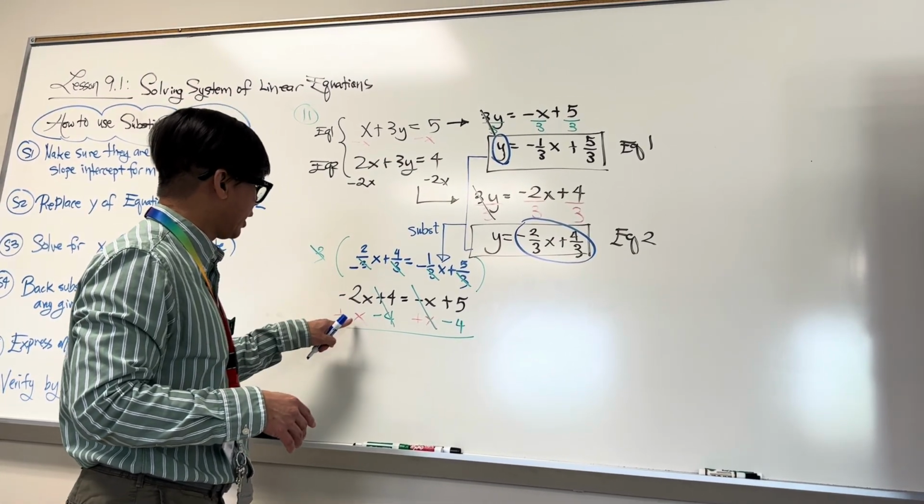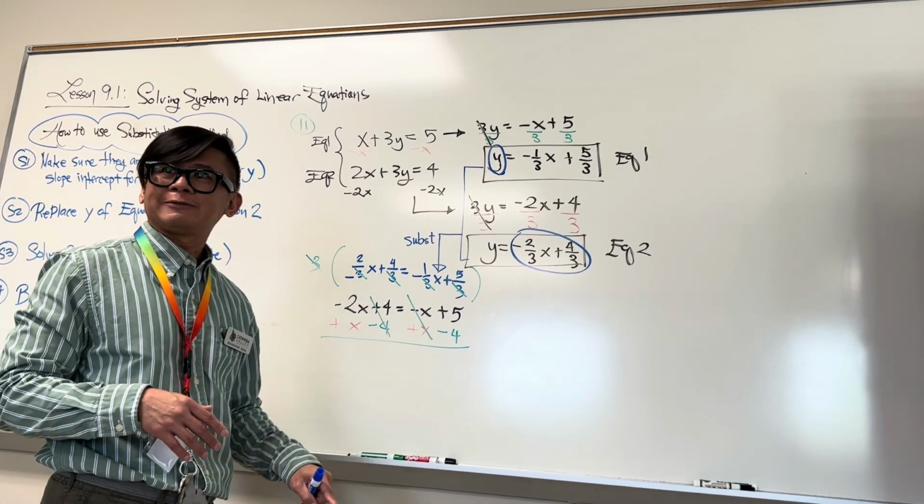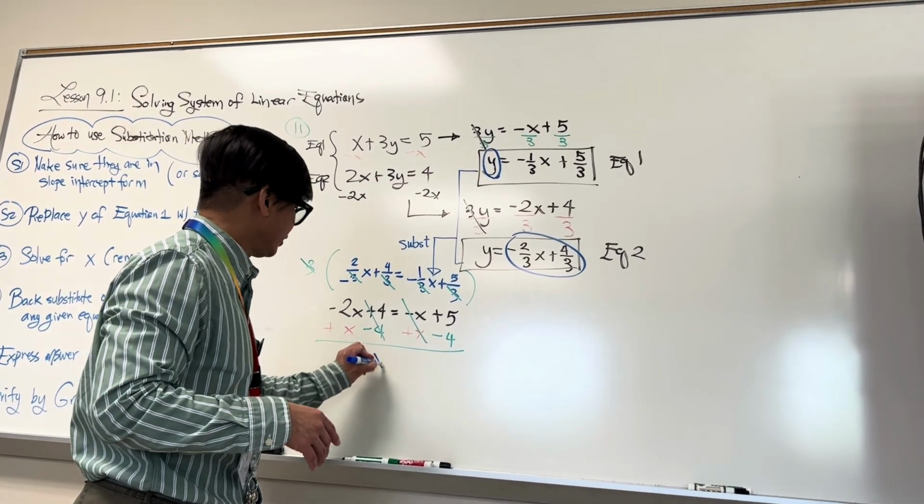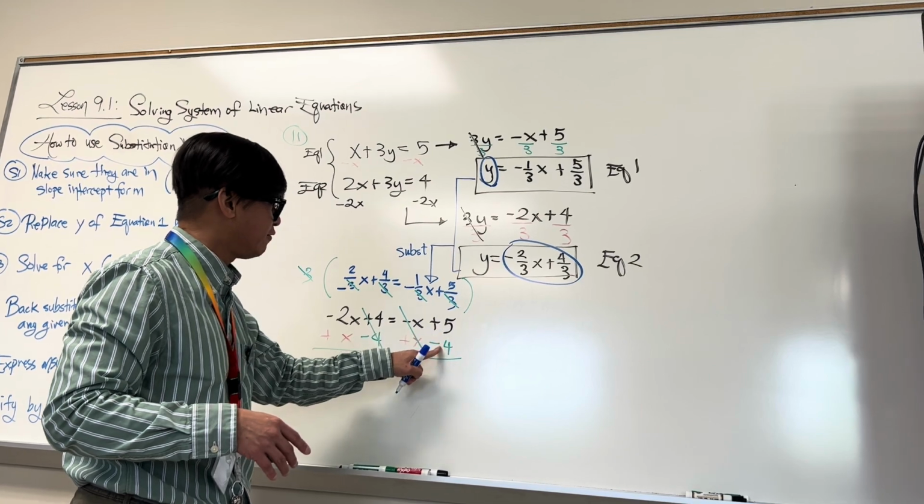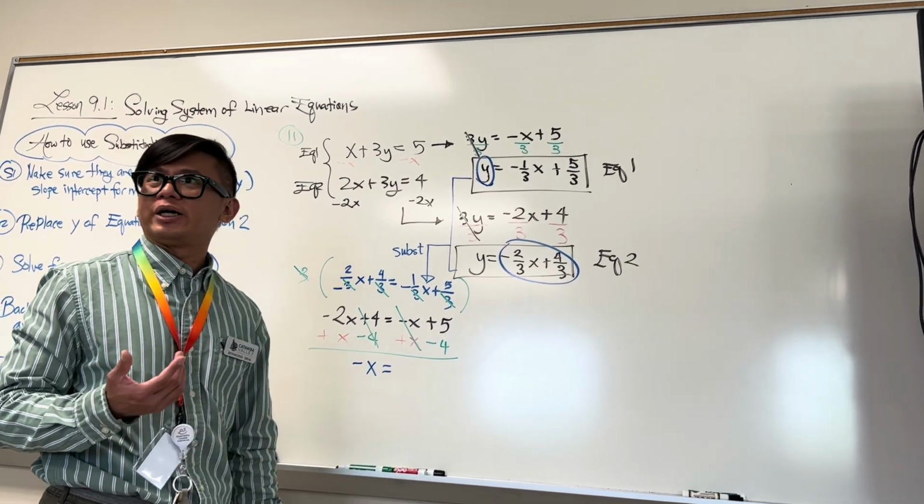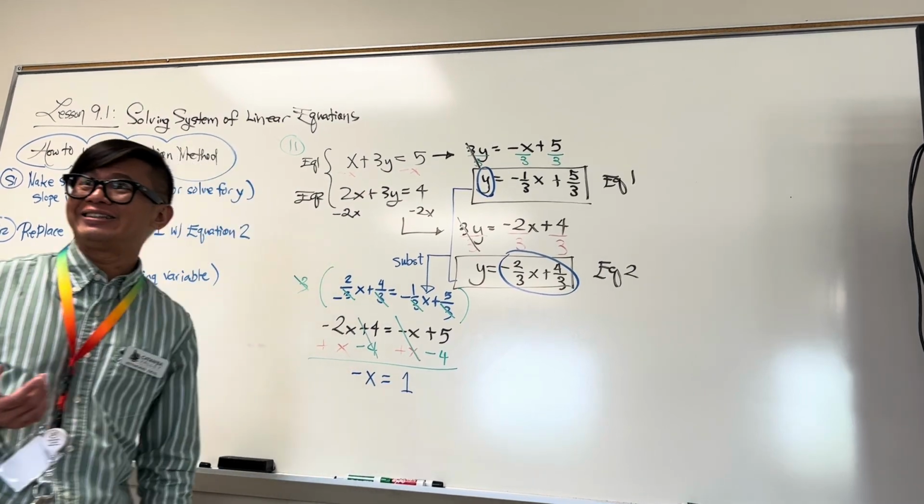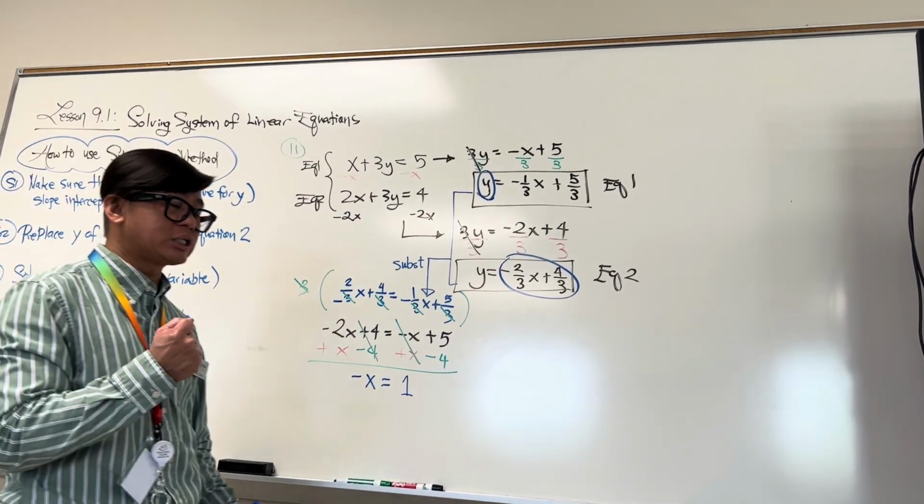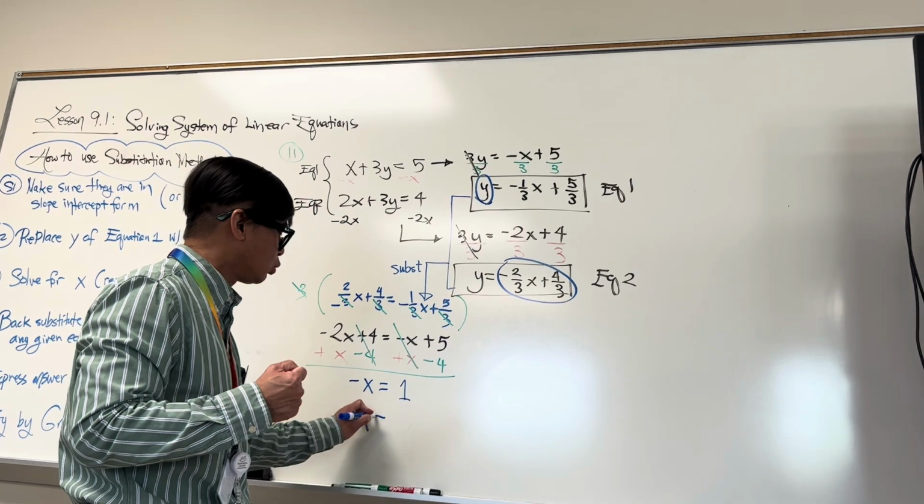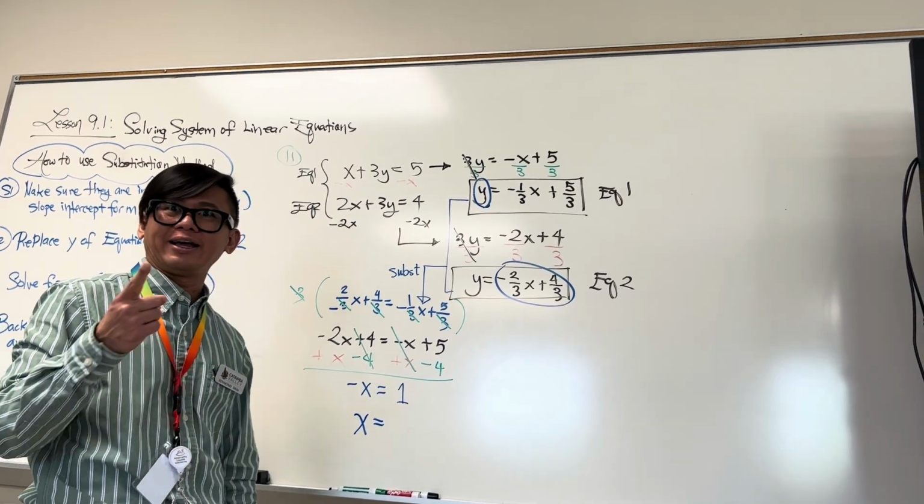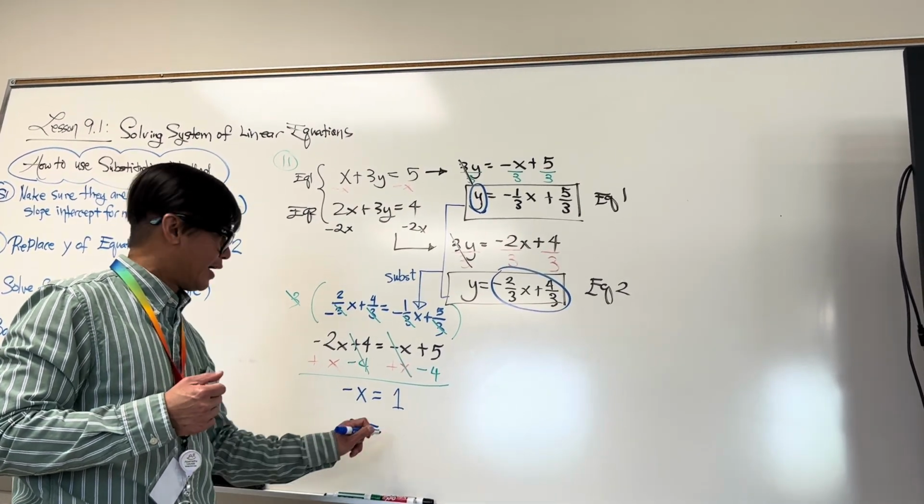What's negative 2x plus x? Negative x, very good, Madeline. Is equal to, what's 5 plus negative 4, or just 5 minus 4? 1, right? Okay. Well, we just want the x, right? So since negative x is 1, therefore x is equal to what? Anna? Negative 1.